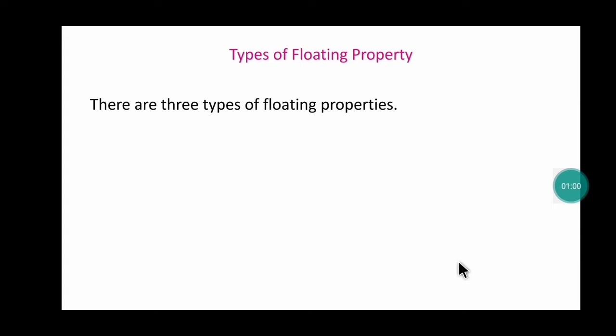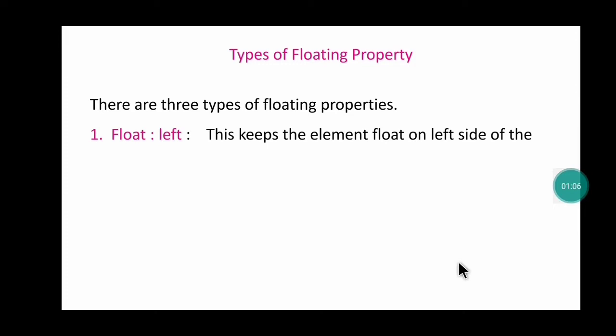The types of floating property. There are three types of floating properties. The first one is float left. This makes the element float on the left side of the container or the web page. Means if you use this property, it will float any content or any image to the left hand side of the web page.